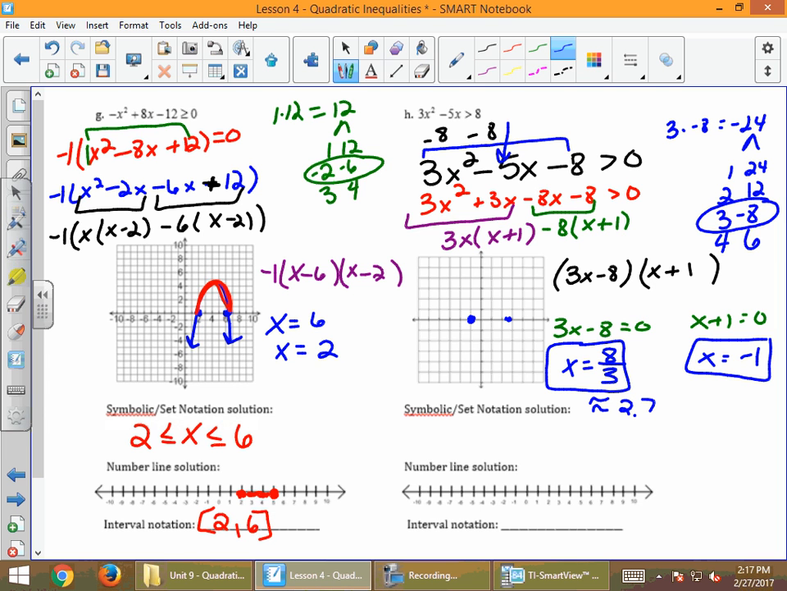Just kind of estimate. Oh, and why is it opening up? There's no negative out in front. So are we looking above or below the x-axis? Above because it is greater than 0. So again, if we look above, we're looking at this section right here. Is that connected or separated? So are inequalities also going to be separated?